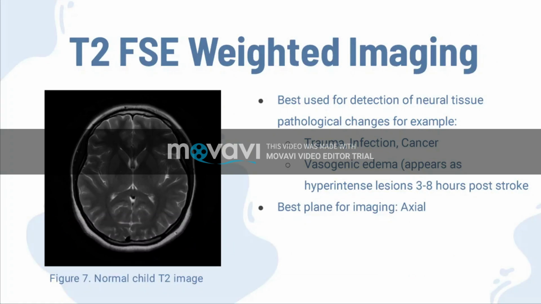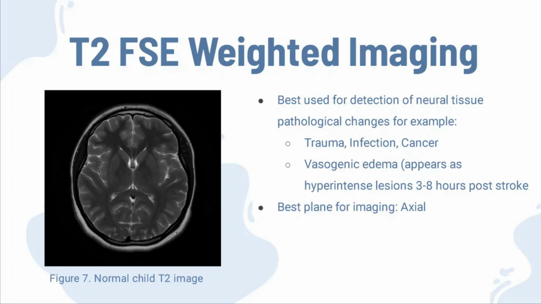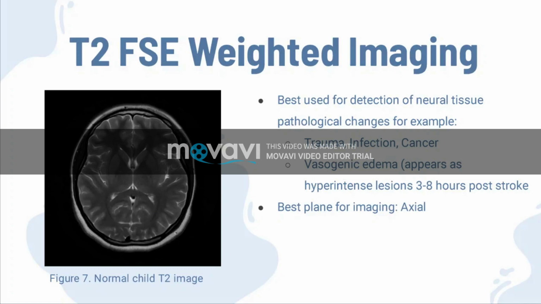T2-weighted imaging is best used to detect pathological changes within neural tissue because it can distinguish fatty tissue from water-based tissue. Abnormal brightnesses on T2 may indicate a disease process such as trauma, infection, or cancer. T2-weighted images are also good for detecting vasogenic edema that is present during the subacute phase of a stroke. On an MRI scan, these images appear as hyperintense lesions, usually appearing 3 to 8 hours post-stroke onset.